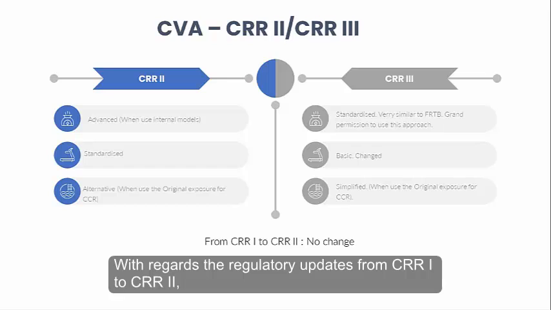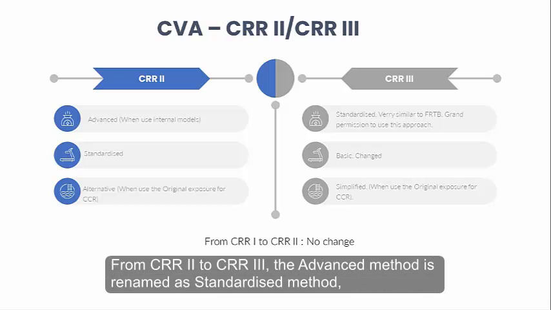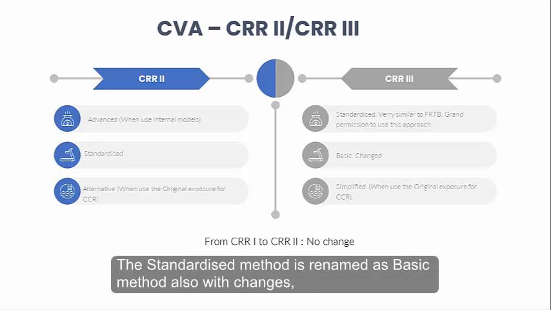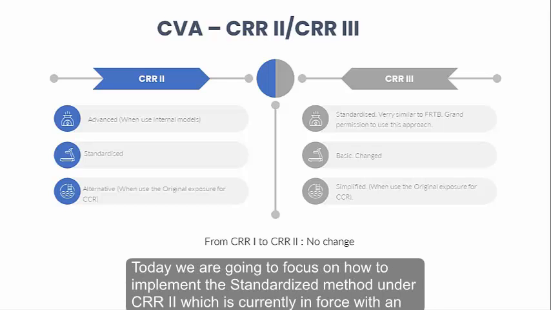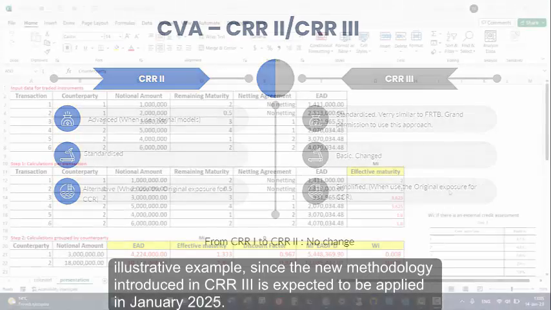With regards to the regulatory updates from CRR1 to CRR2, there is no change in the standardized method. From CRR2 to CRR3, the advanced method is renamed as standardized method, with significant changes in the methodology. The standardized method is renamed as basic method, also with changes. And the alternative option is renamed as simplified method, remaining under the same concept. Today we are going to focus on how to implement the standardized method under CRR2, which is currently in force, with an illustrative example, since the new methodology introduced in CRR3 is expected to be applied in January 2025.